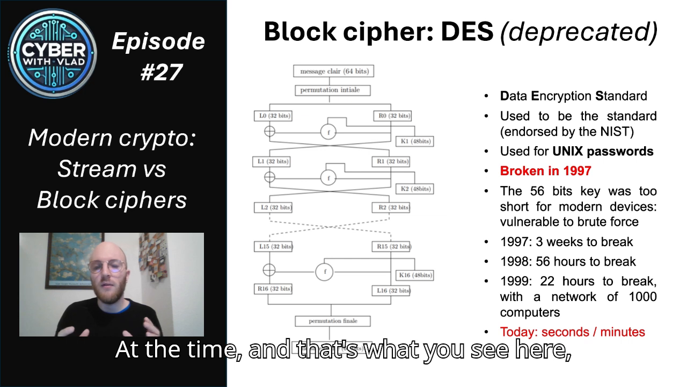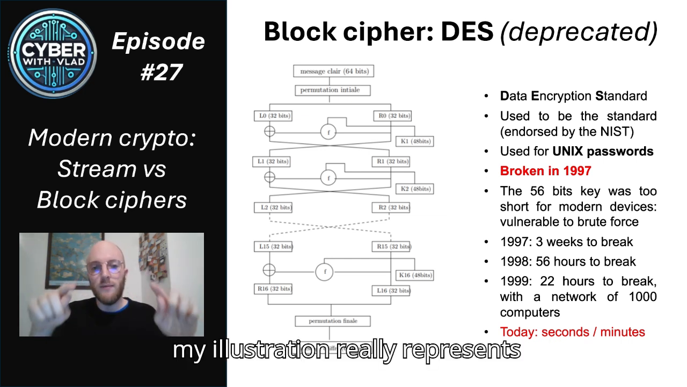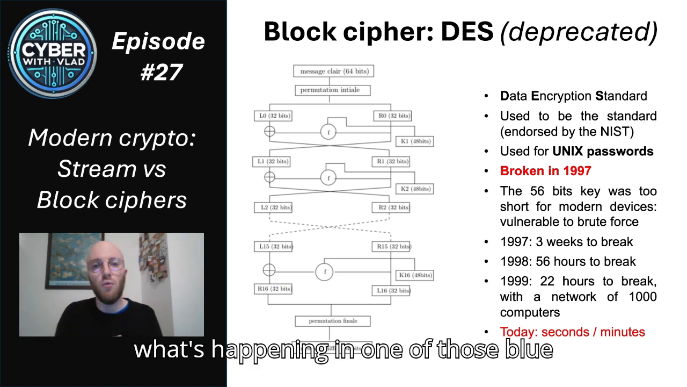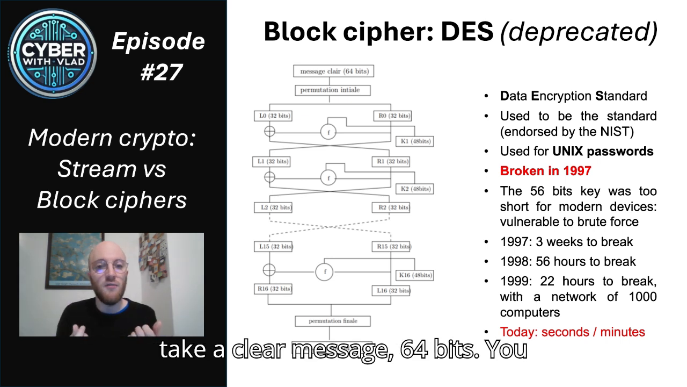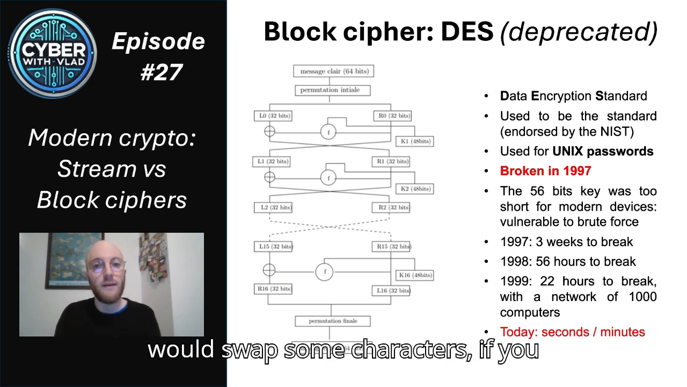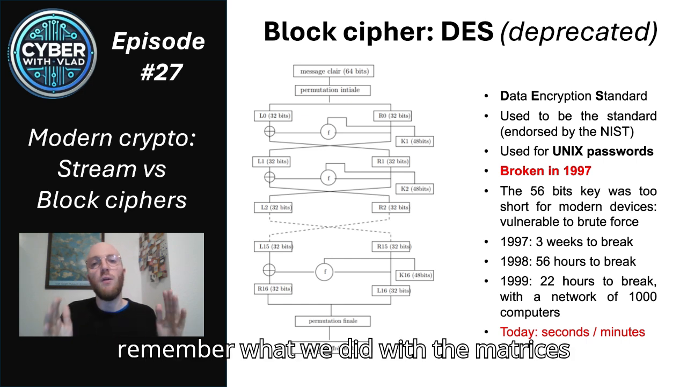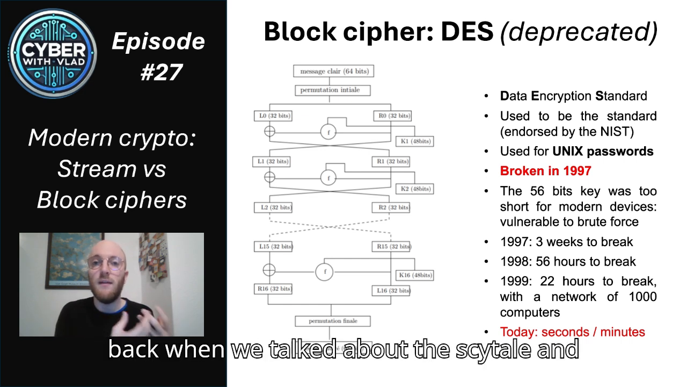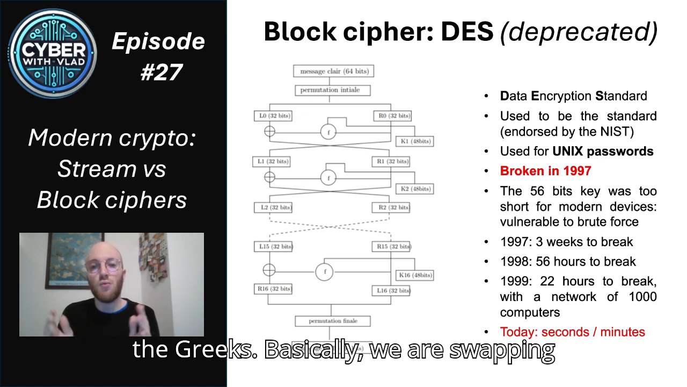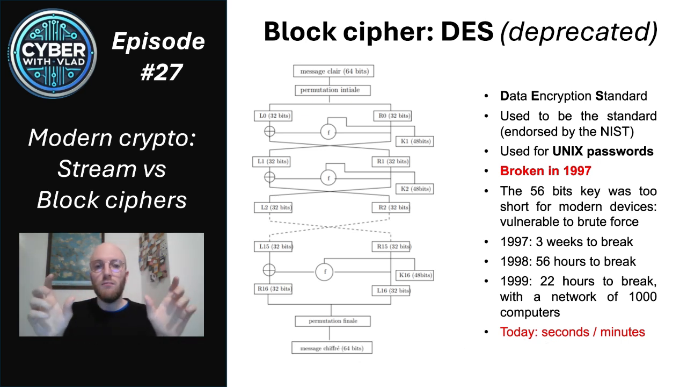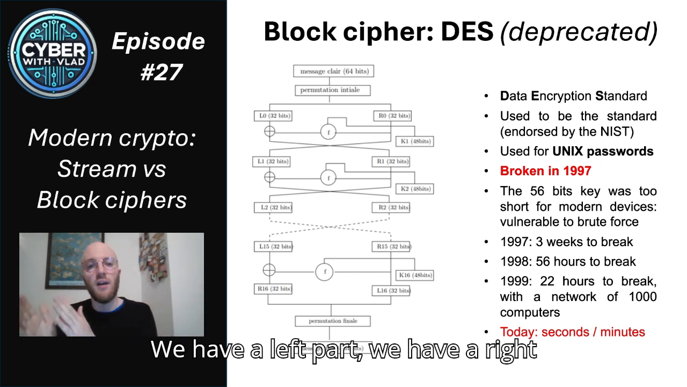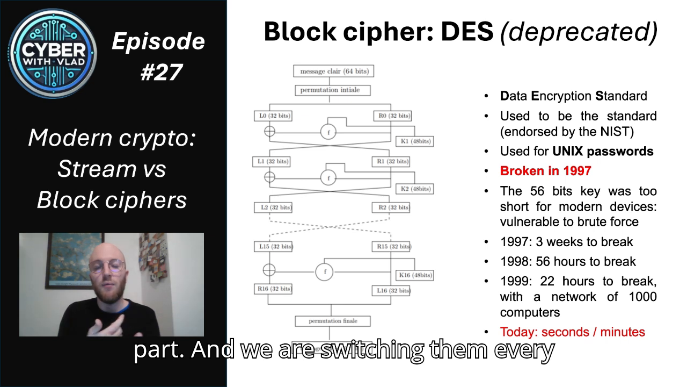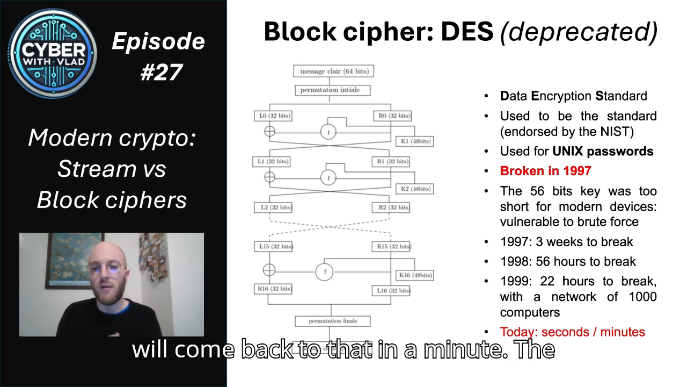At the time, and that's what you see here, my illustration represents what's happening in one of those blue block cipher boxes. First, you would take a clear message, 64 bits. You would swap some characters. If you remember what we did with the matrices back when we talked about the Scytale and the Greeks, basically we are swapping characters and dividing our message in two. We have a left part and a right part, and we are switching them every time and applying a certain function. I will come back to that in a minute.